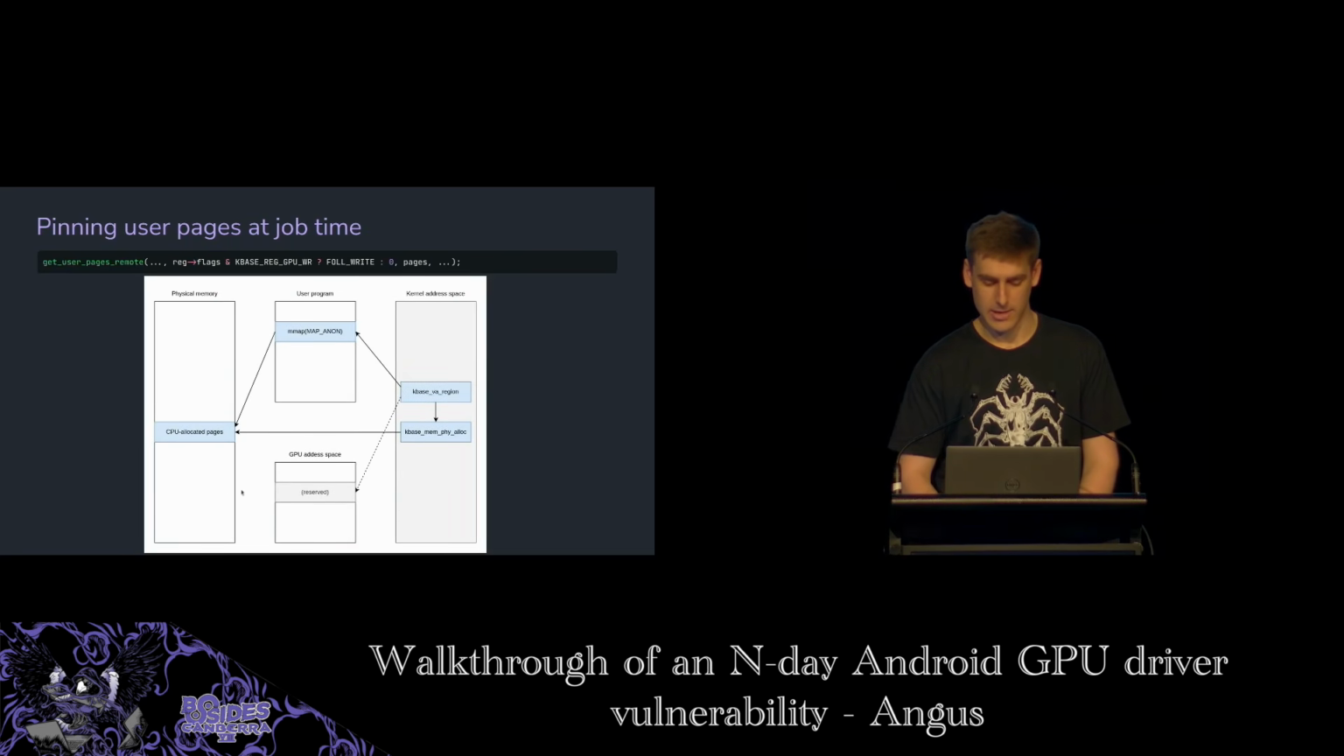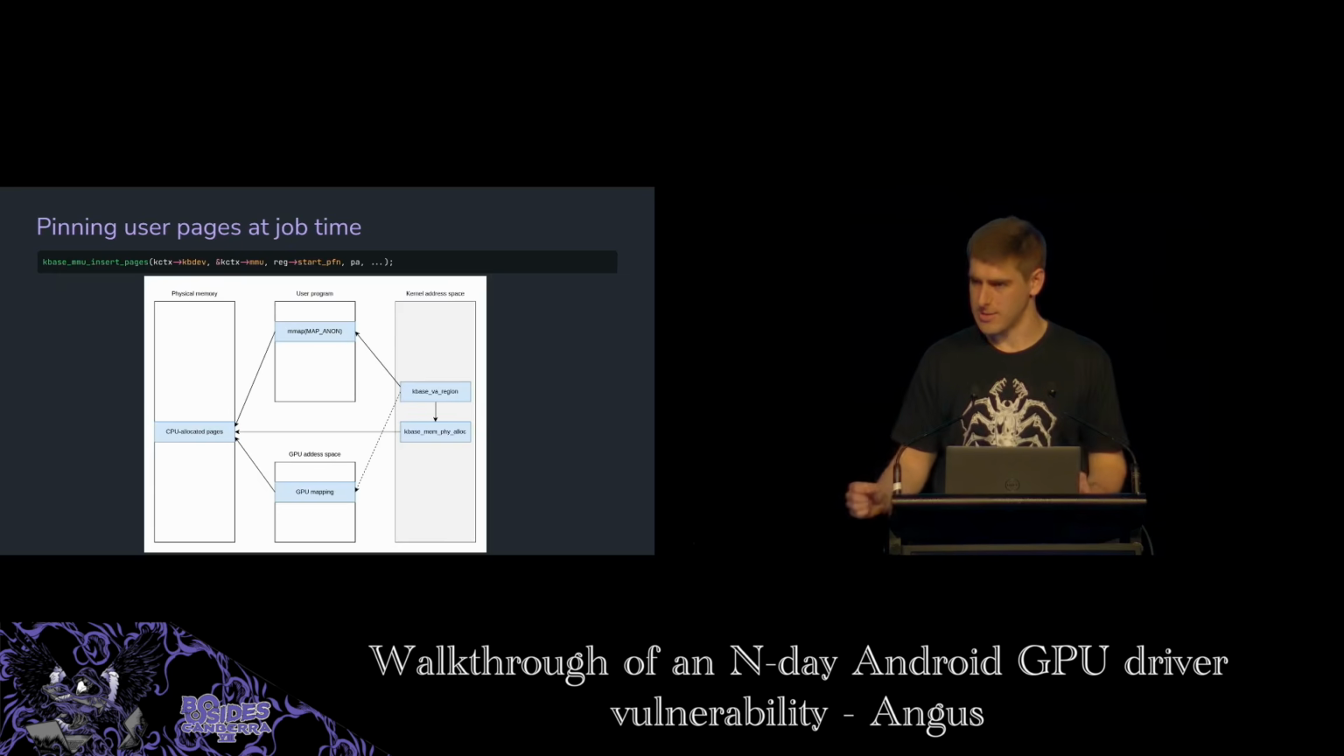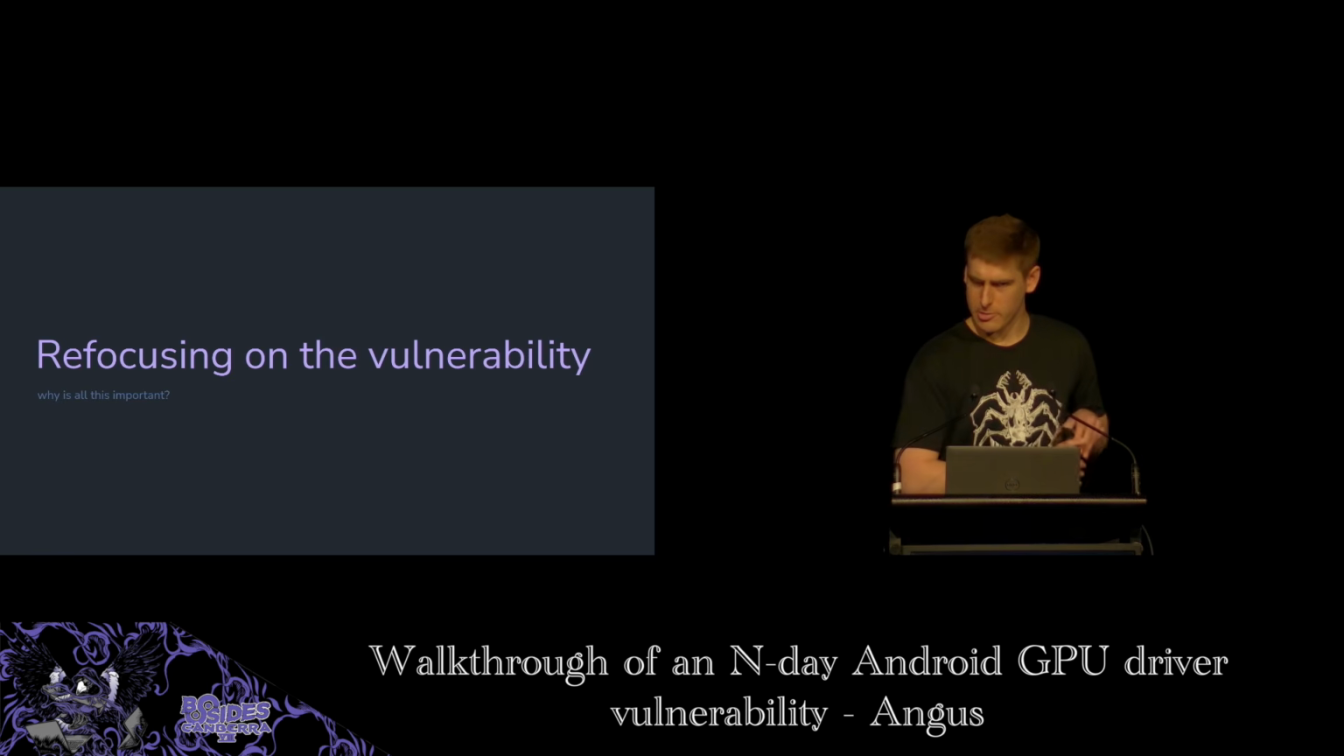So now the kernel can actually access that memory. And then it will insert it into the GPU's page tables so that GPU can also access that memory. So now we're done. Everything is imported, it's pinned, the kernel can safely access it, that's all great. So let's refocus on the vulnerability and see what could go wrong here.